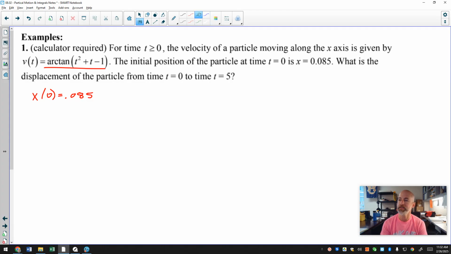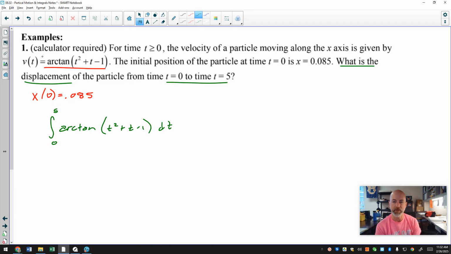What is the displacement of the particle from 0 to 5? Displacement is strictly, and because I'm given the velocity function, I'm going to have to do the antiderivative of the velocity function, which is the arctan of t squared plus t minus 1. And then we'll measure that from 0 to 5. And because this is a calculator active question, I'm simply going to type that in the calculator, then I'll write down the answer. Turns out the initial position was not needed in order to answer the displacement.